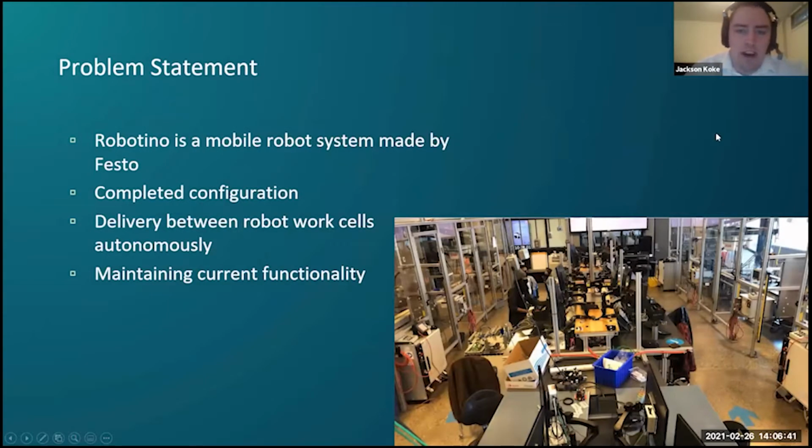So we were tasked with further developing, configuring, and programming of an autonomous guided vehicle to function in the State Mechatronics Lab, that being the Robotino 3. In the bottom right, you can see a picture of the Mechatronics Lab. Next slide, please.